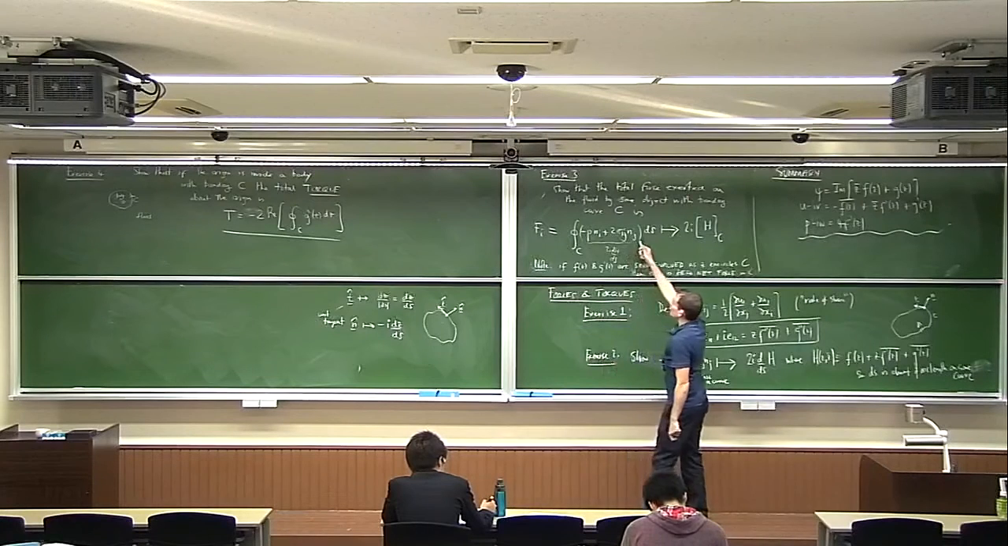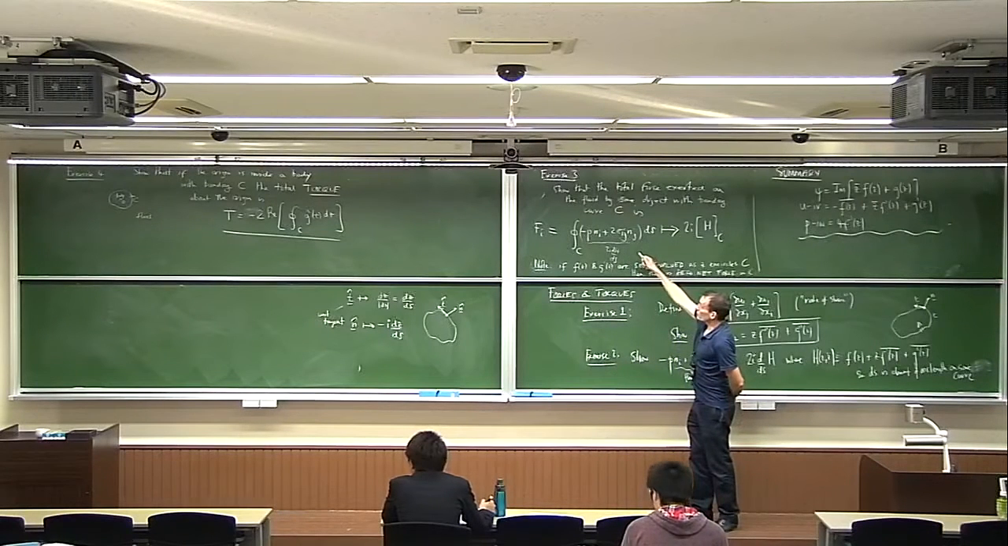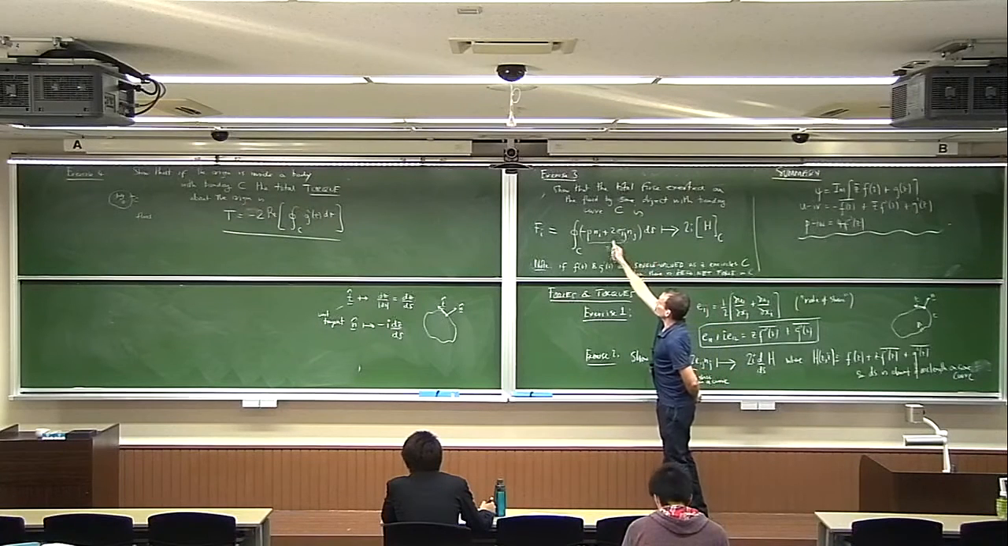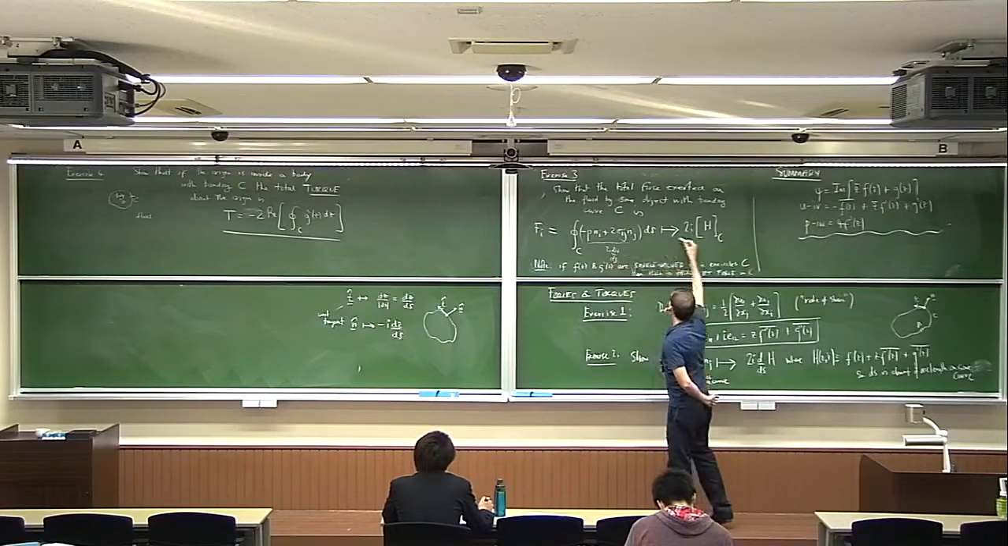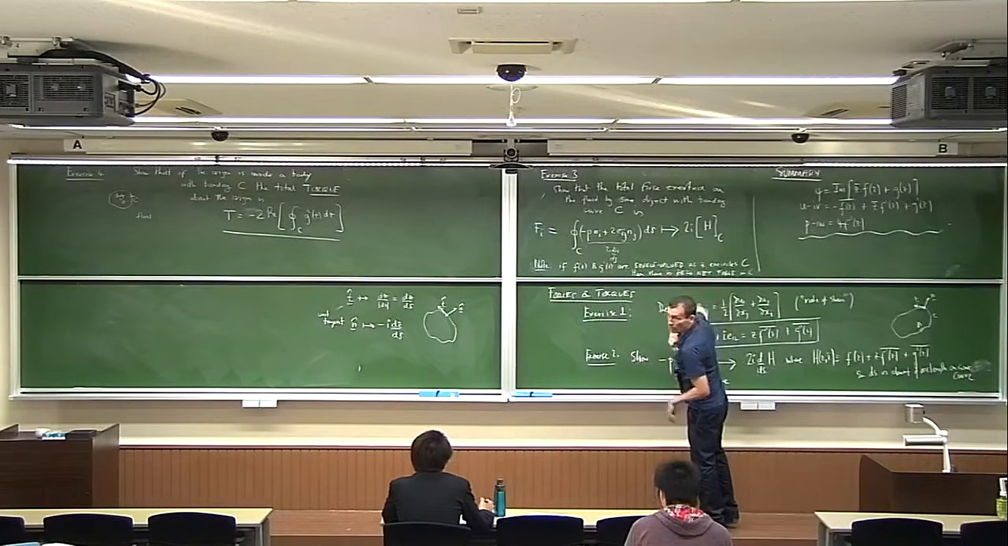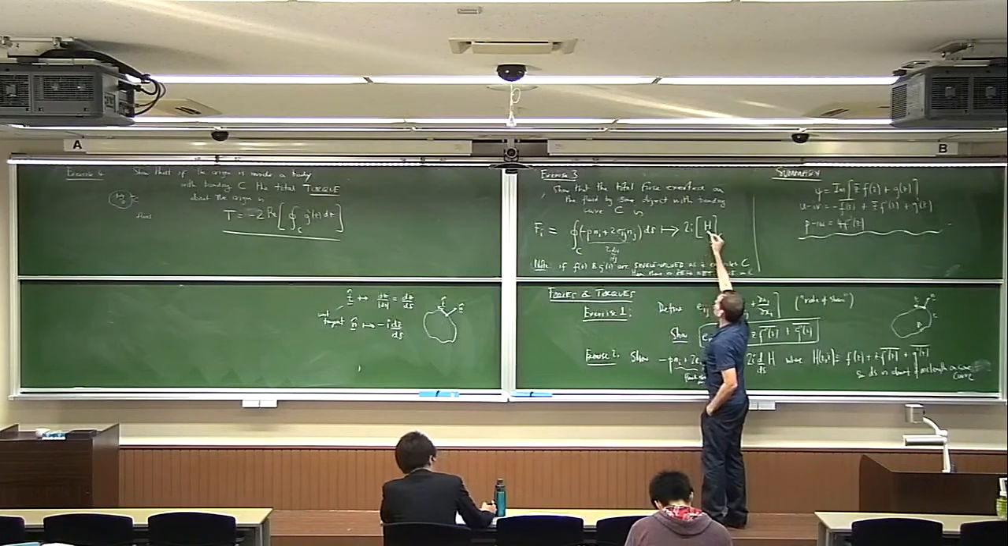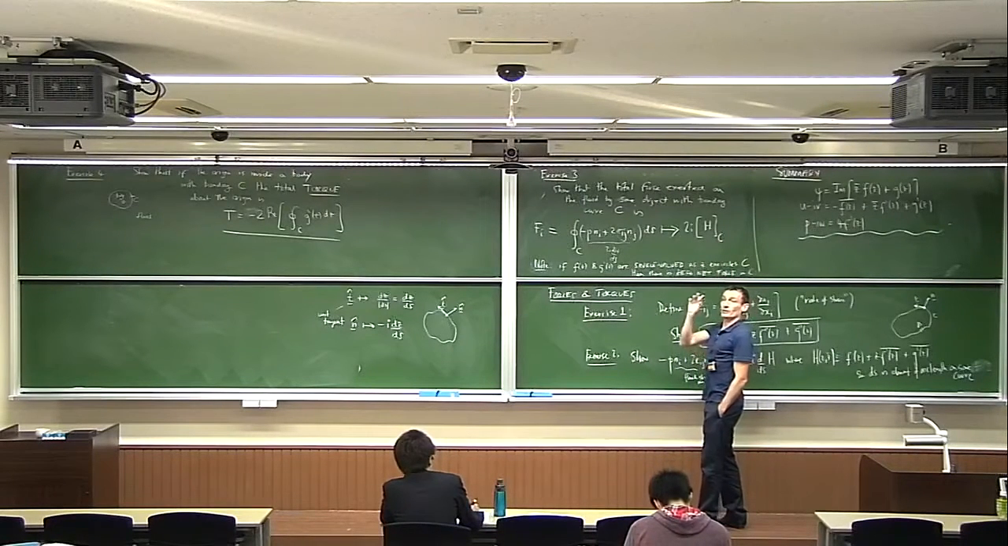And then this exercise 3 is a beautiful result, which tells me if I've got a closed curve in the fluid and I integrate the stress around it, that gives me the total force on the fluid, or with a minus sign, the force on the body, and it's just the change in h as I go around the body.